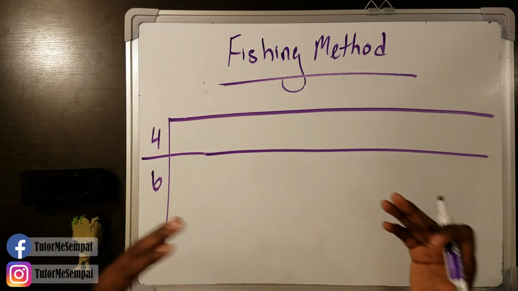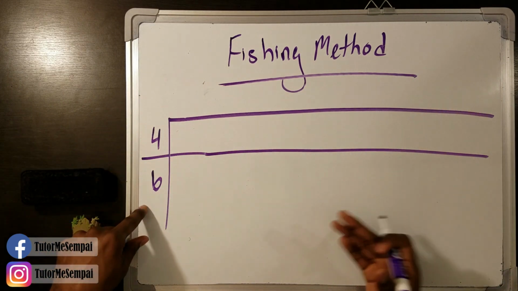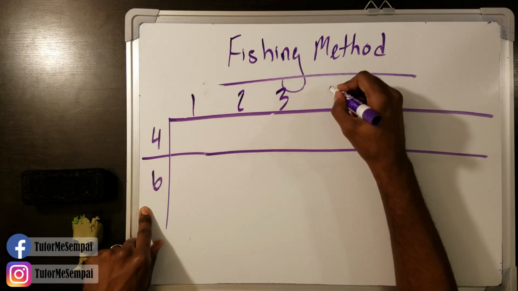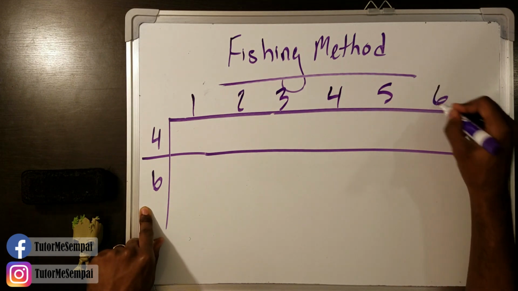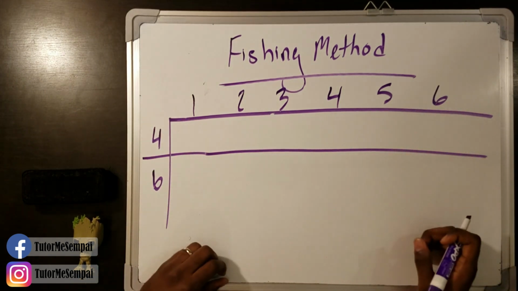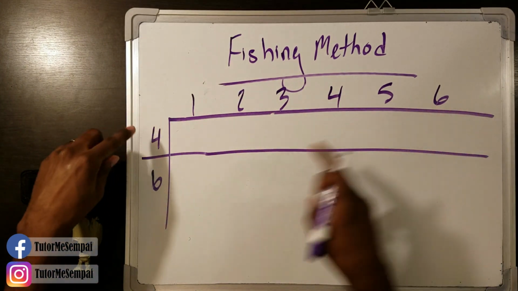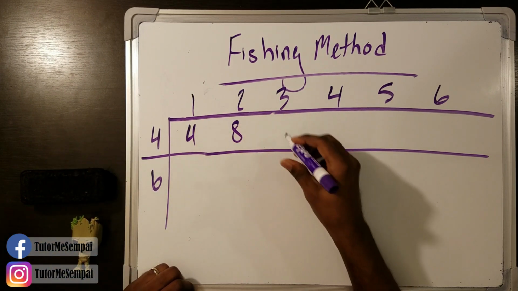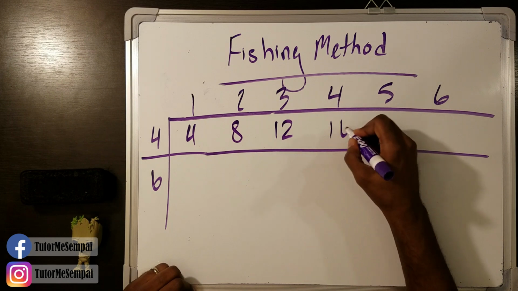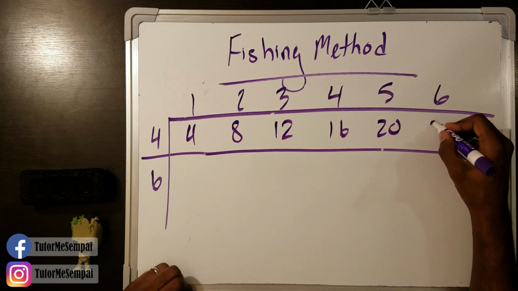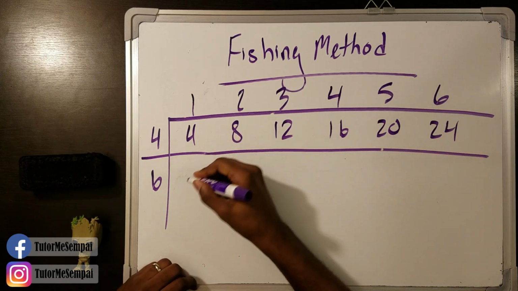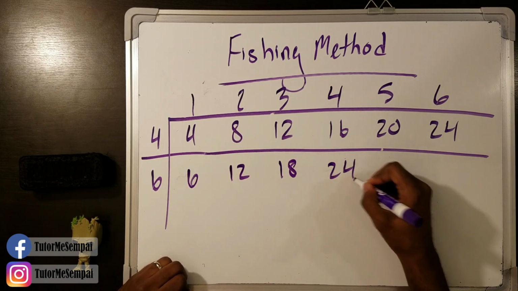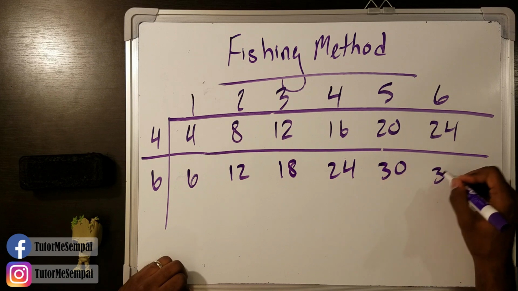And then we're going to write out 1 to whatever our largest number is, in this case, 6. 1, 2, 3, 4, 5, 6. After you write out all your numbers here, we're going to multiply all of these numbers by both of these numbers. So you get 4, 8, 12, 16, 20, 24. And for this one, you get 6, 12, 18, 24, 30, and 36.